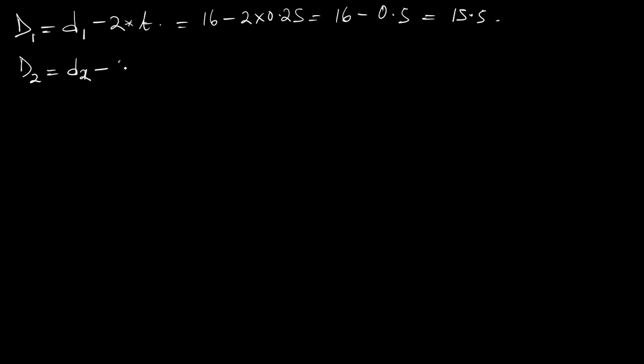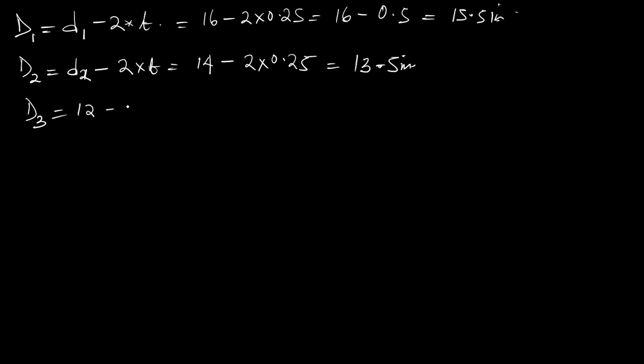So d2 will be D2 minus 2 times the wall thickness, which is the same thing. The other one is 14 minus 2 times 0.25. So this will give us 13.5 inches. And d3 will now be 12 minus 2 times T, which is 12 minus 2 times 0.25. This will give us 11.5 inches.